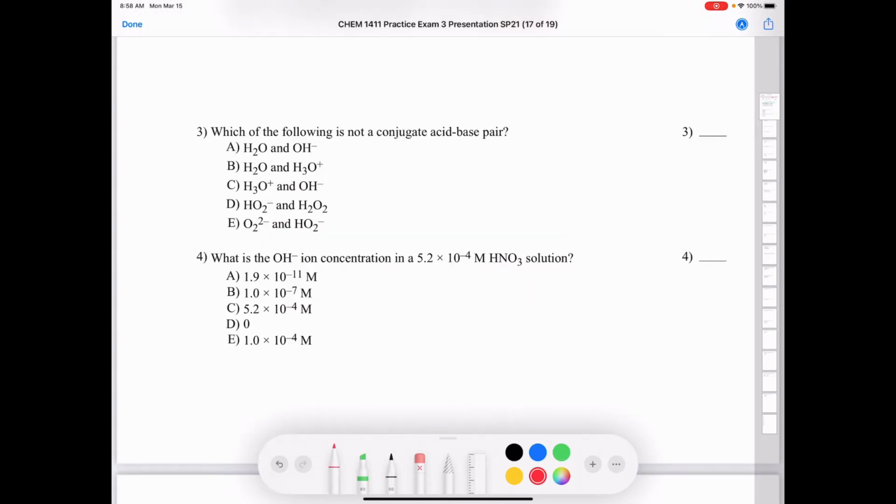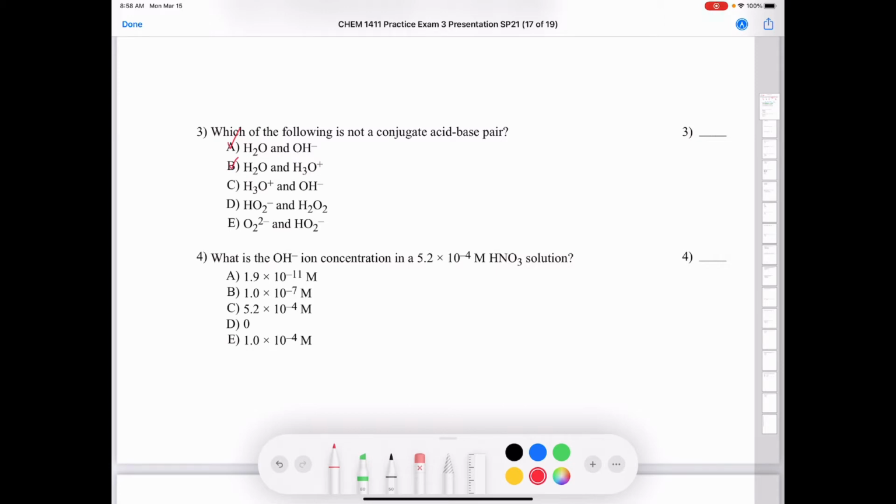Number 3, which of the following is not a conjugate acid-base pair? Water and hydroxide. Those are a conjugate acid-base pair. If water loses one proton, it becomes hydroxide. The next one is water and a hydronium ion. Well, if water gains a proton, it becomes hydronium, so those are conjugates.